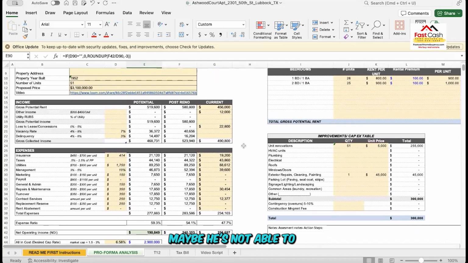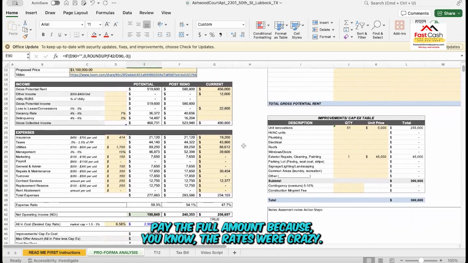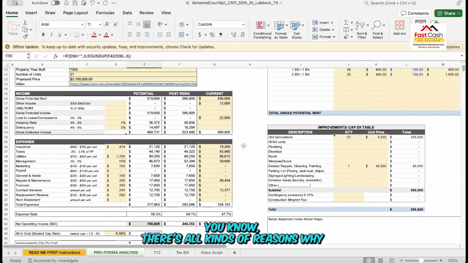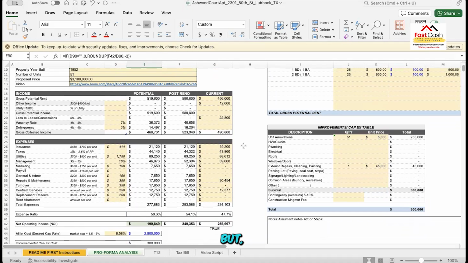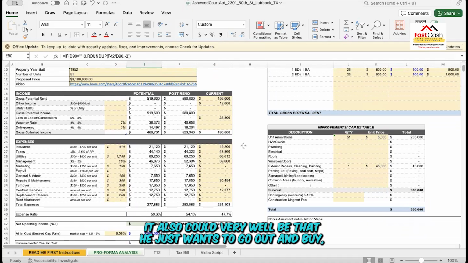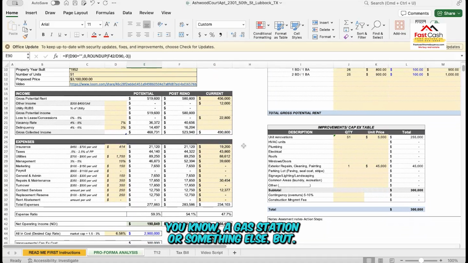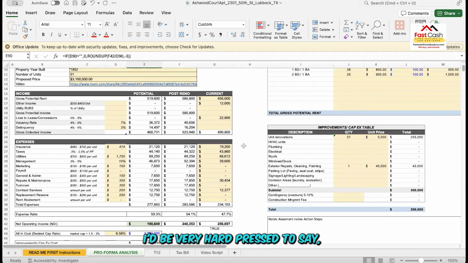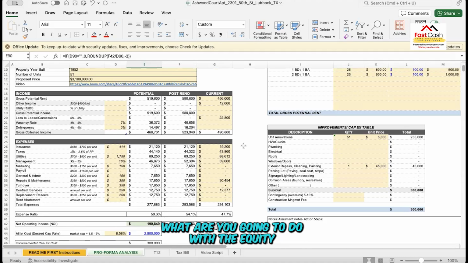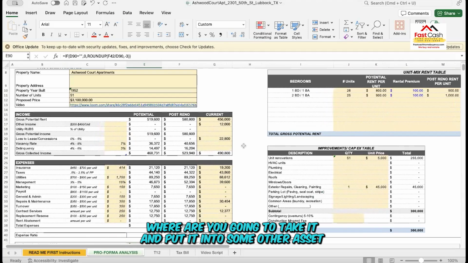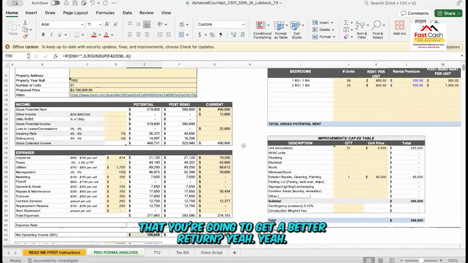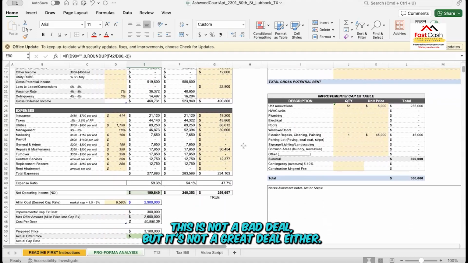Maybe he's not able to pay the full amount because the rates were crazy. There's all kinds of reasons why he may be in a cash crunch situation. But it also could very well be that he just wants to go out and buy a gas station or something else. But if you have a performing property, I'd be very hard pressed to say why wouldn't you just hold on to it because it's cash flowing really well? What are you going to do with the equity that you have in this asset? Where are you going to take it and put it into some other asset that you're going to get a better return? So all that to say that this is not a bad deal, but it's not a great deal either.